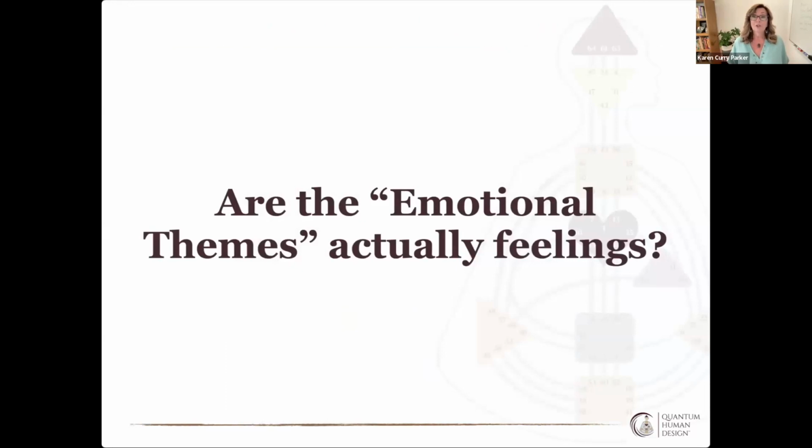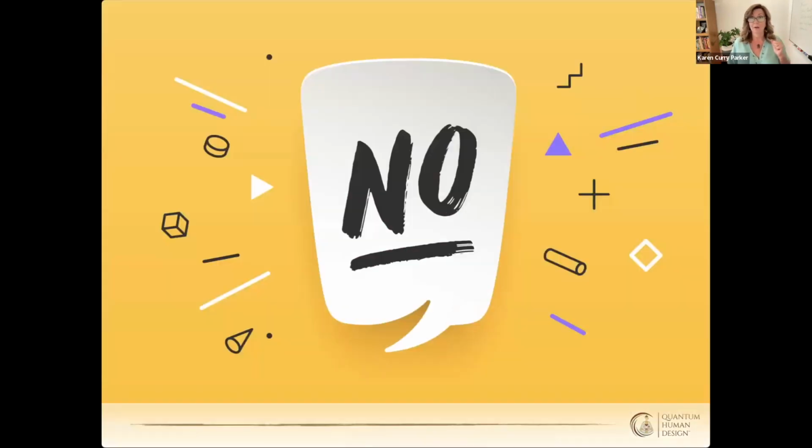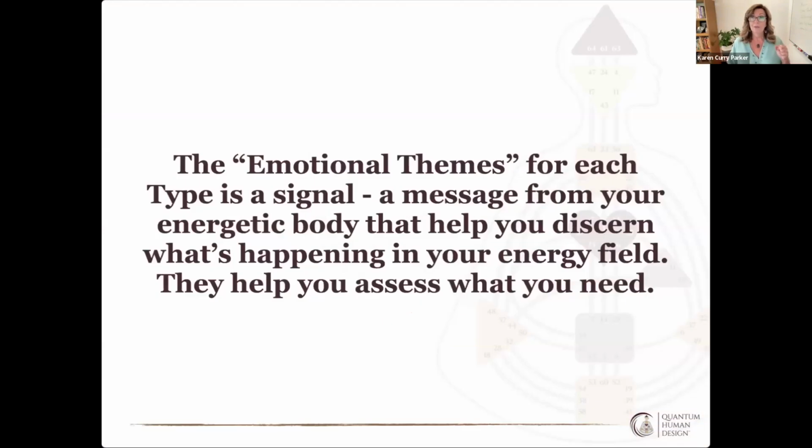So are the emotional themes for type, anger, bitterness, disappointment, frustration, are those themes actually feelings? No, they're not. The emotional themes for your type are signals. They're a message from your energetic body that help you discern what's actually going on in your energy field, what's actually happening in your life. And they help you assess what you need so that you can keep telling a story that's better in alignment with the truth of who you are.